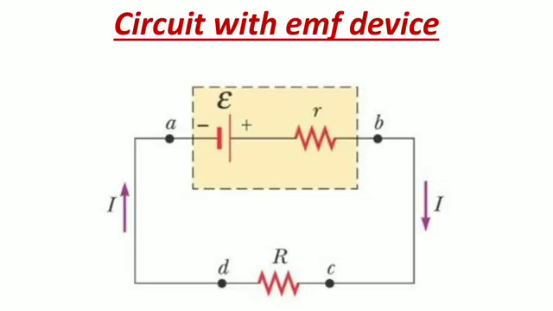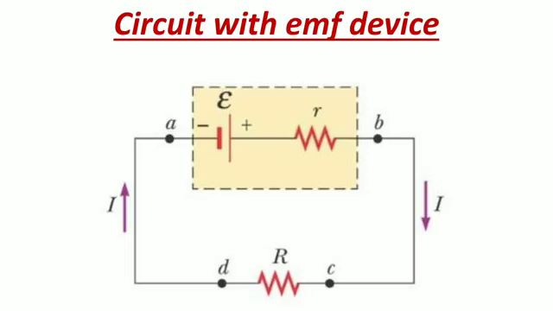Yes. In a real EMF device, there is an internal resistance. As you can see here, an EMF device is nothing but the cell, and we know that a cell has its own internal resistance, which is denoted by small r. In a real EMF device, there is an internal resistance to the motion of charge carriers.